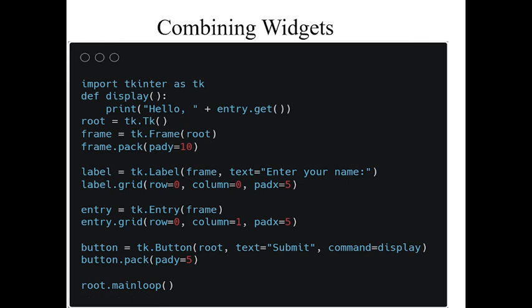Combining all the widgets. This is a complete program that combines different types of widgets. Again, import the library, define a function, and then take an instance of the Window class, then create a frame, and this sets the position of the frame. Then create a label. This label is created inside the frame, not inside the window, but inside the frame.